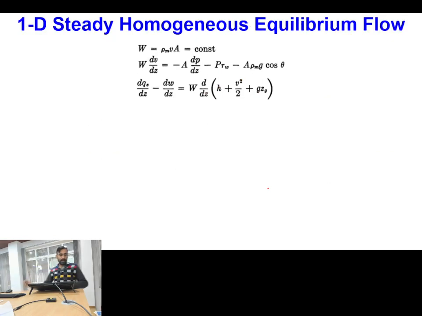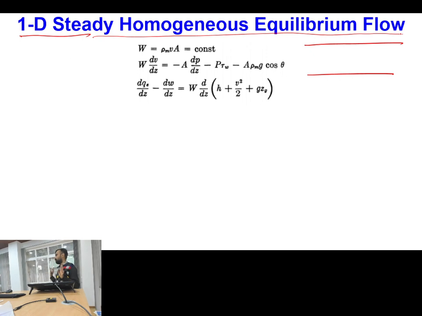So now let's talk about the homogeneous flow theory. Based on the underlying assumptions what we have taken earlier, the first point is we will be applying now this theory for one dimensional steady homogeneous equilibrium flow. So when I am referring to one dimensional thing, it means I am interested in estimation of area averaged properties. Is this point clear?